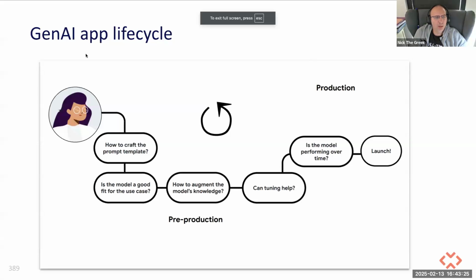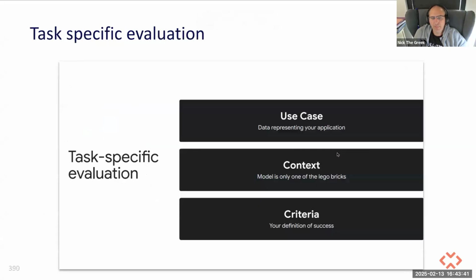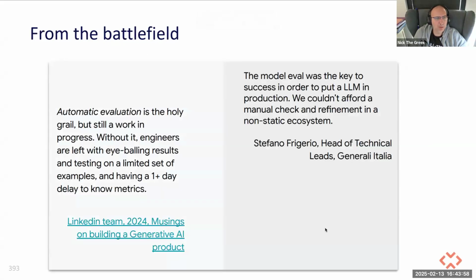So this is the Gen AI app lifecycle. How to craft the prompt template. Is the model a good fit for the use case? How to augment the model's knowledge? Can tuning help? Is the model performing over time? Launch. And this is what they talk about: the task-specific evaluation, use case, data representing your application, context. The model is one of the Lego bricks, criteria, your definition of success. It's more like model management.